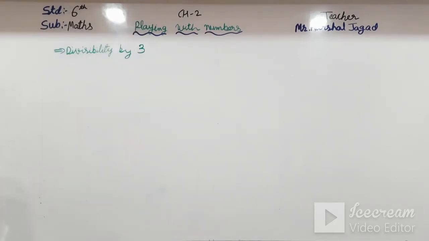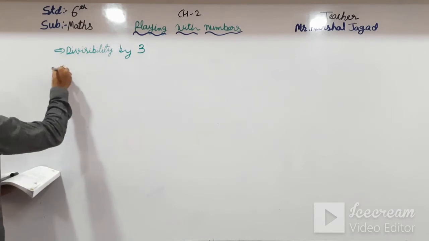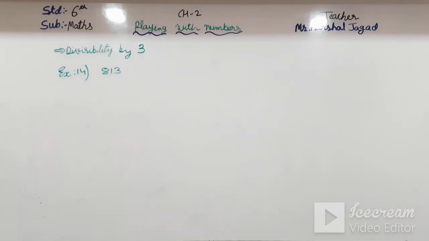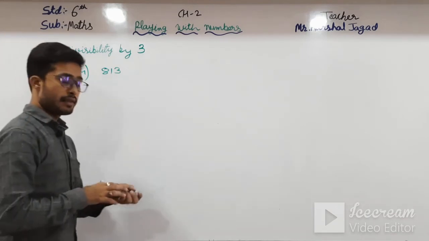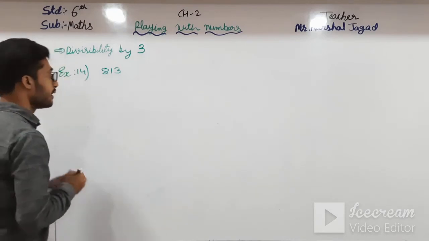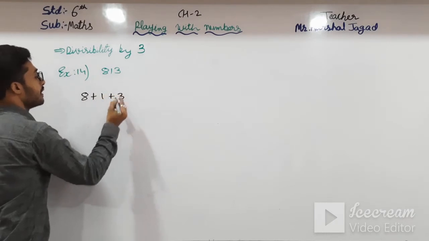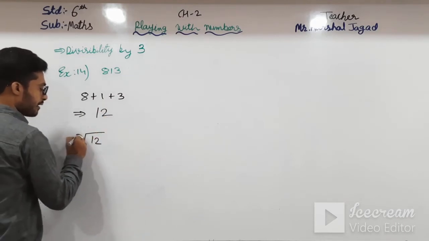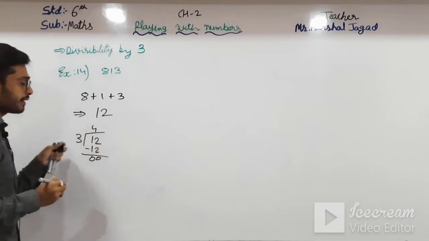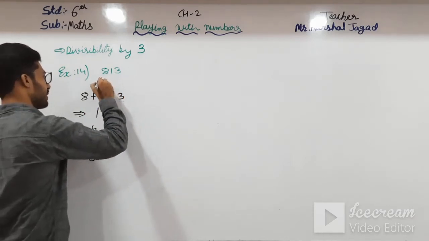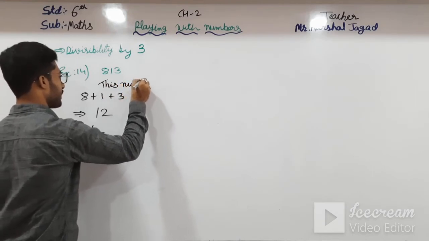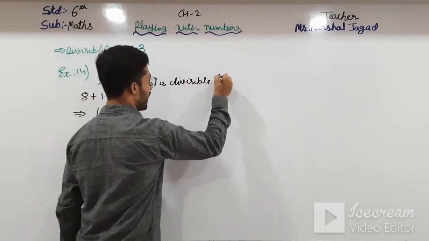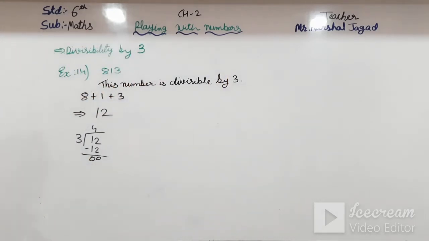See here, there is a given example, example number 14. In that we have to check the divisibility of 813. First of all, we have to total these digits, 8 plus 1 plus 3. So 8 plus 1 is 9, 9 plus 3 is 12. We have to check that 12 is divisible by 3. 3 4s are 12, where the remainder remains 0. So this number is divisible by 3. Okay students, this number is divisible by 3.